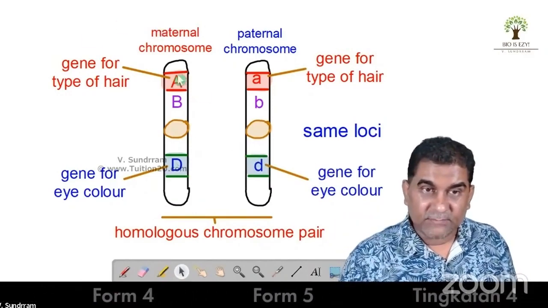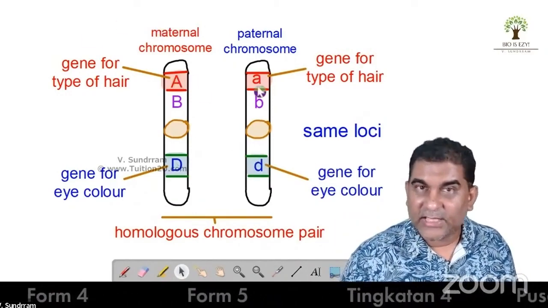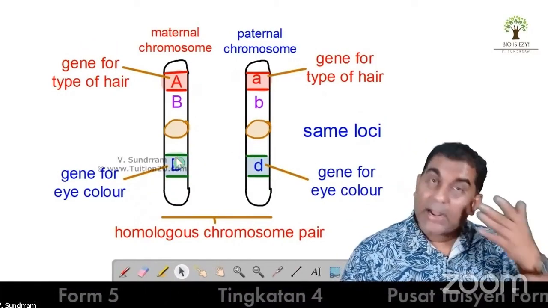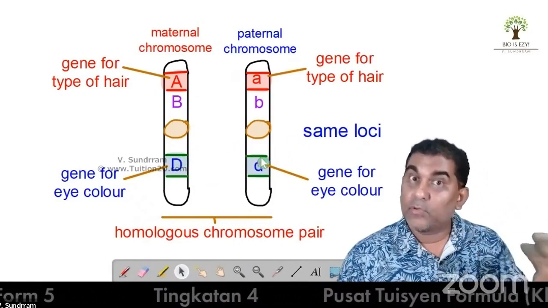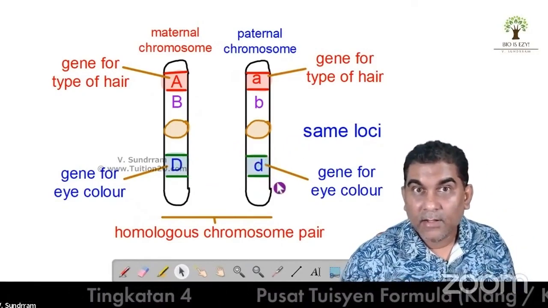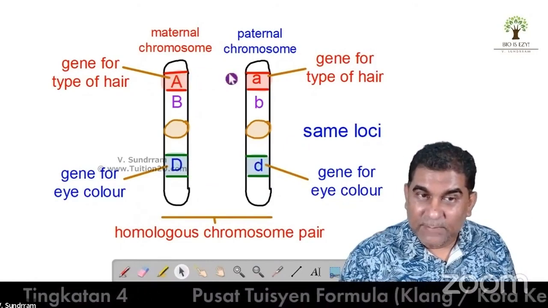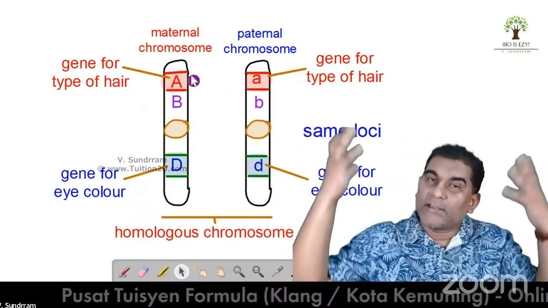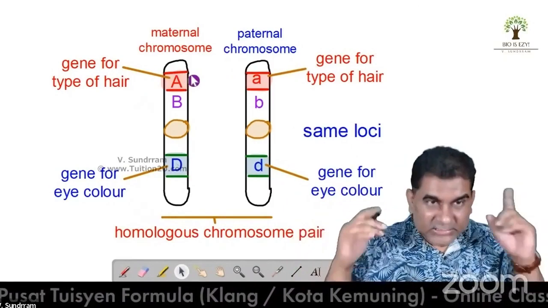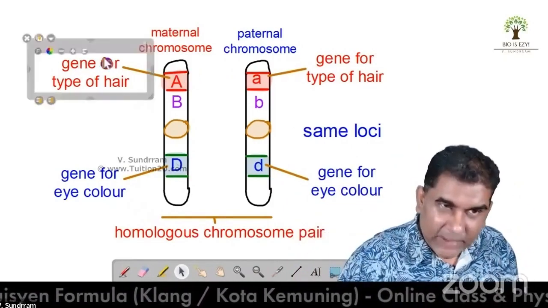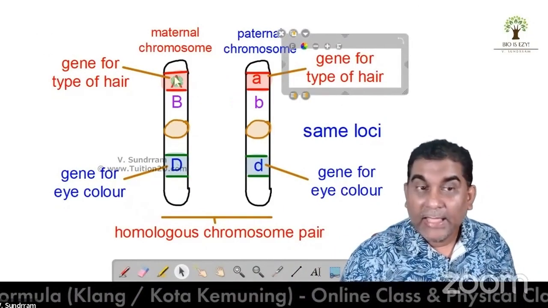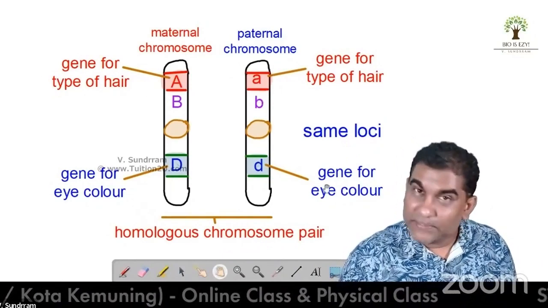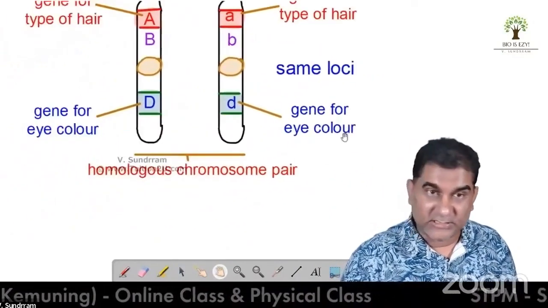Maybe mother has curly hair, father has straight hair. Maybe mother has brown eyes, father has blue eyes, who knows? Whether the allele is the same or different, we don't know. It depends on what you inherit. The gene must be the same. Allele, same or not, we don't know. What are the possibilities?